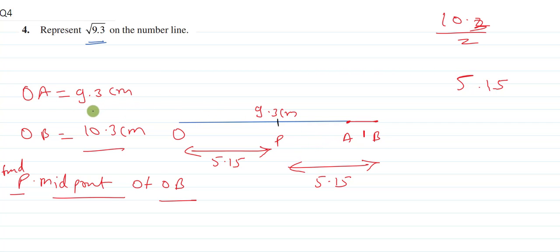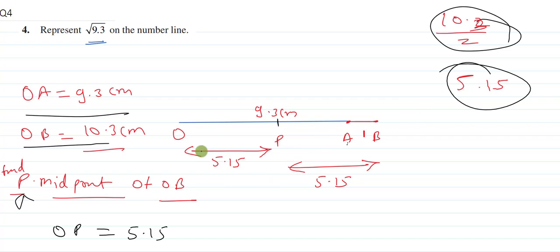What I just said: draw OA, OB. Let's take one point B after point A on the same line OA, 1 centimeter away from point A. Now from the figure we can see OA is 9.3 centimeter, OB is 9.3 plus 1, that is 10.3 centimeter. Find the midpoint of OB, that is point P. The length of OP is 5.15, and PB is 5.15.